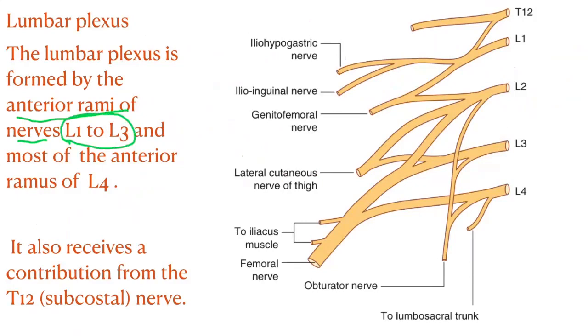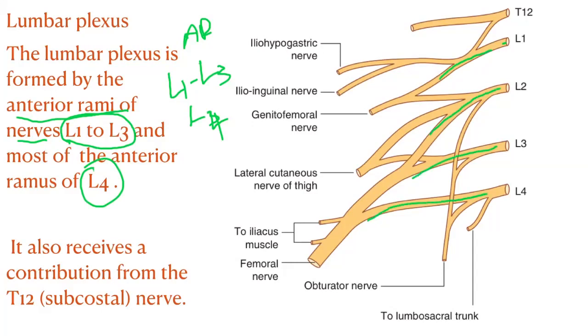Okay, you have to remember this. You have to know this by heart. From L1 to L3. Anterior rami of L1 to L3 and upper L4. Most of the anterior rami of L4. So this network is called as lumbar plexus, right?